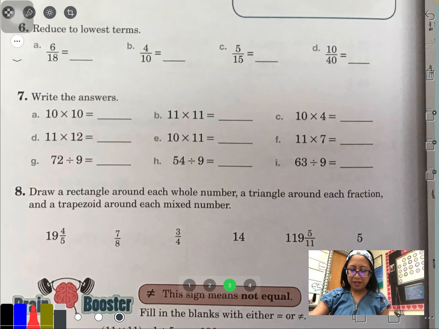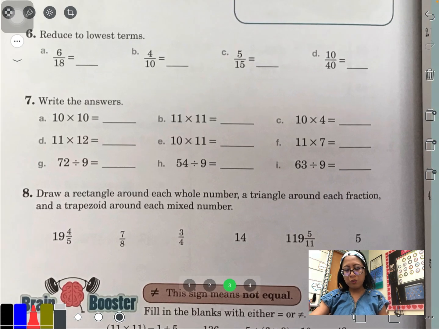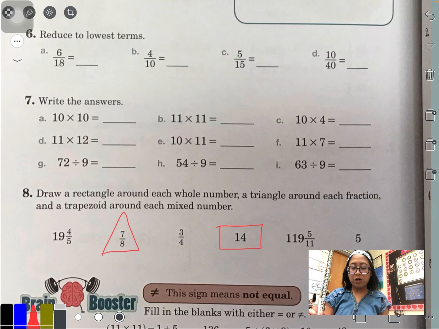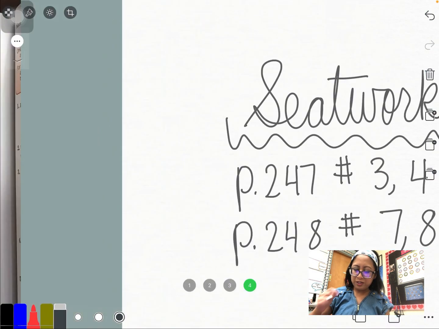Look at number 8. It says, draw a rectangle around each whole number. So if you see a whole number, just draw a rectangle around it. And if you see a fraction, draw a triangle around it. And if you see a mixed number, draw a trapezoid. Now, a trapezoid looks like a cross between a square and a triangle. So that's a trapezoid, okay? All right, you can do the rest on your own. So this is seat work.